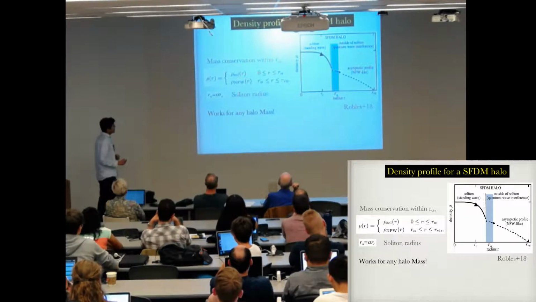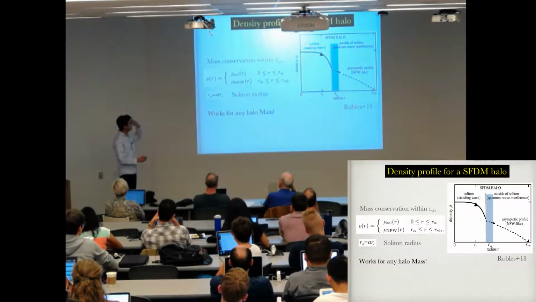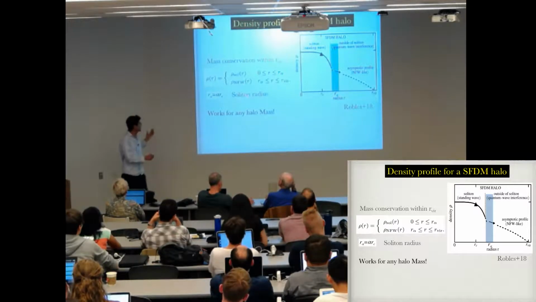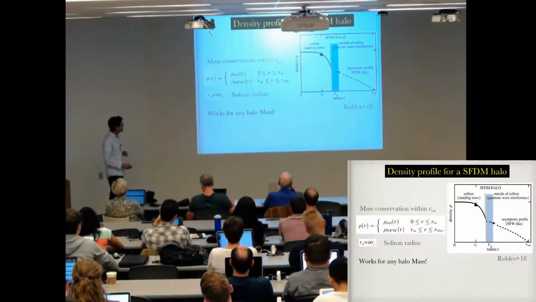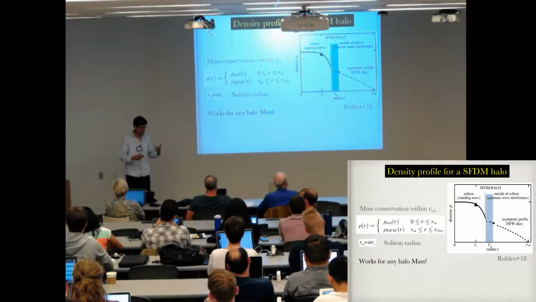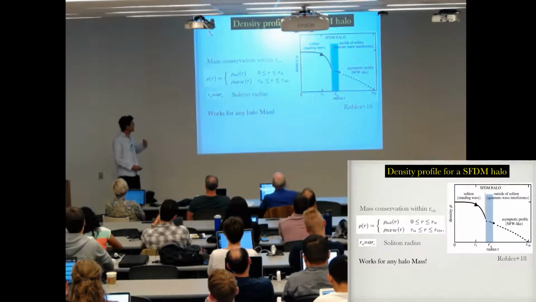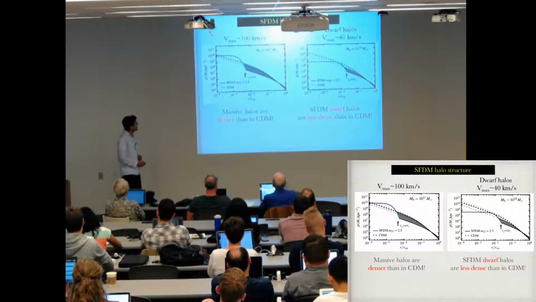The way to do that was basically we assume mass conservation, say within the virial radius, and then we say the inner part is going to be the soliton, and the outer part is going to follow the NFW, and the transition is going to happen at some predefined soliton radius, which is just the parameter that's going to tell you where the transition happens. And so this is a very robust result, because what we are proposing is that this model works for any halo mass. So this allows us to search the parameter space in a way that we can't really do in simulations. And so that's what we did.